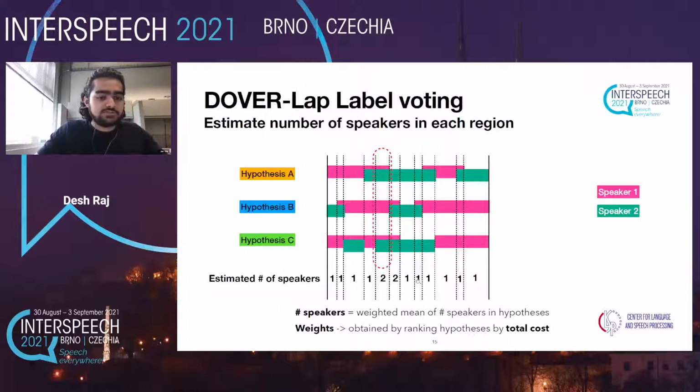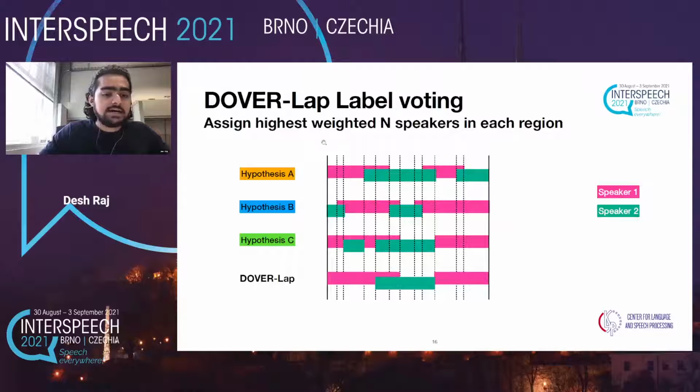Once we have divided into these regions, we then estimate the number of speakers in each region by computing the weighted mean of the number of speakers in all the hypotheses. So for example, in the region marked here, the hypotheses A, B, and C estimate 1, 2, and 2 speakers respectively. And so the final assigned combined output will also contain 2 speakers. We then assign the highest weighted n speakers in each region to that region, which gives us the final DOVERLAP output. So by combining the regions in these 3 hypotheses, we obtain the final hypothesis, which is the DOVERLAP output.